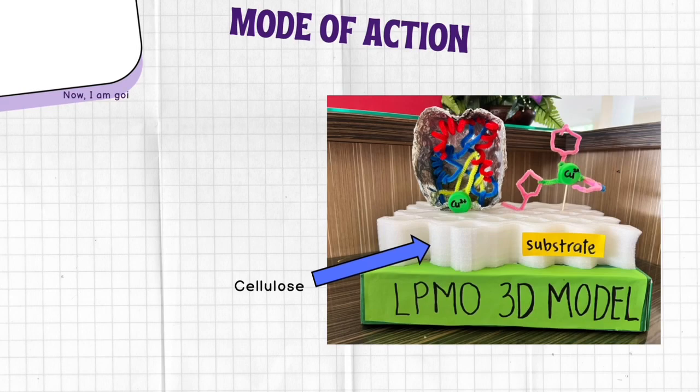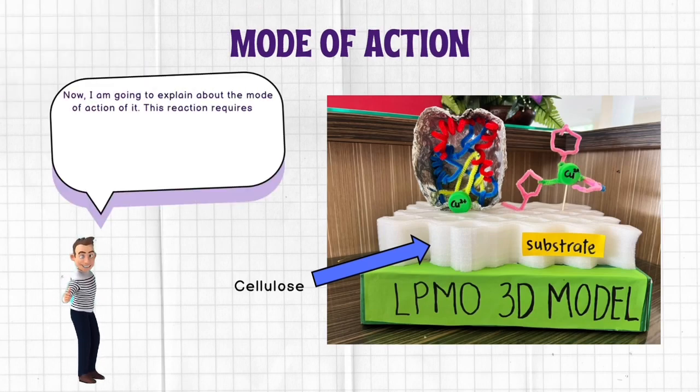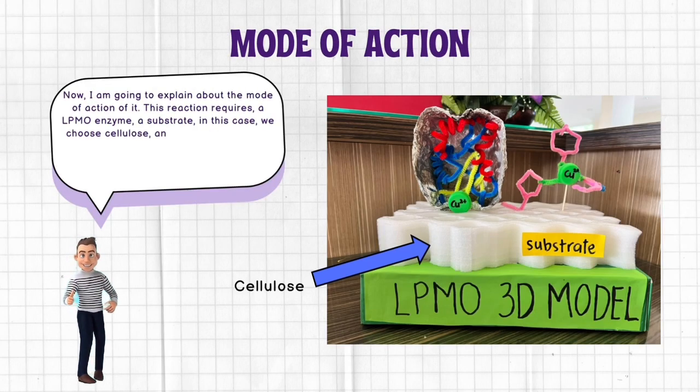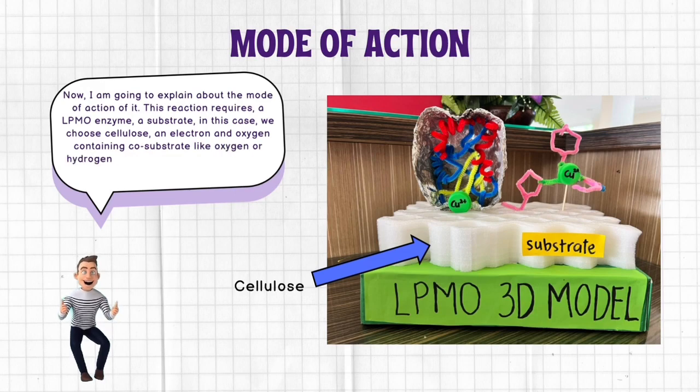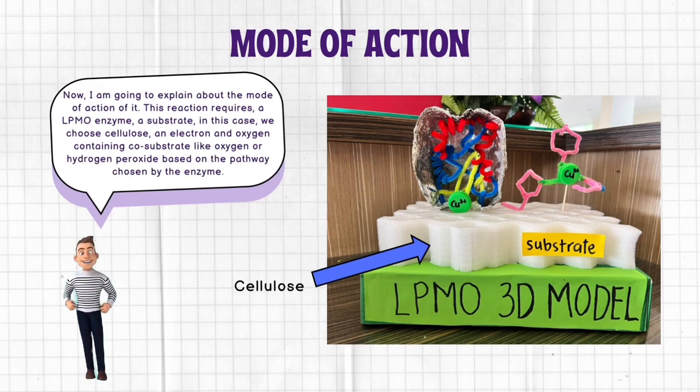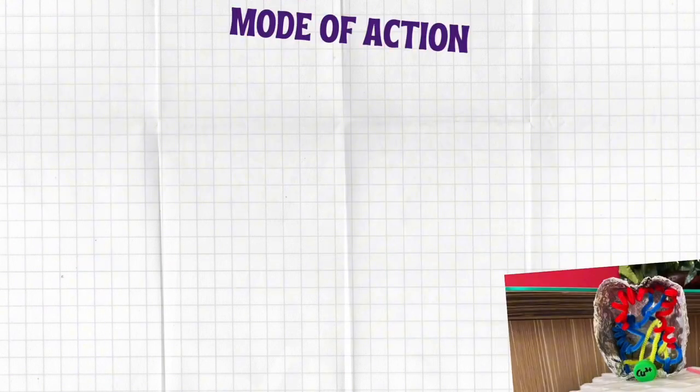Now I'm going to explain the mode of action of it. This reaction requires an LPMO enzyme, a substrate, in this case we chose cellulose, an electron, and an oxygen-containing co-substrate like oxygen or hydrogen peroxide, based on the pathway chosen by the enzyme.